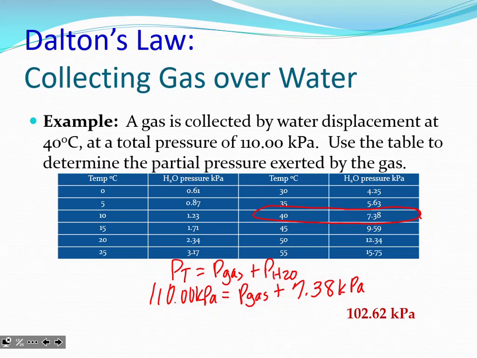And it's 102.62 kPa. Both of those measurements go out to the hundredths, and since this is addition subtraction, we follow those significant figure rules. So in these problems, they have to tell you the vapor pressure of the water at the different temperatures in order for you to be able to calculate it. You would not be expected to memorize them. It would be in a table.